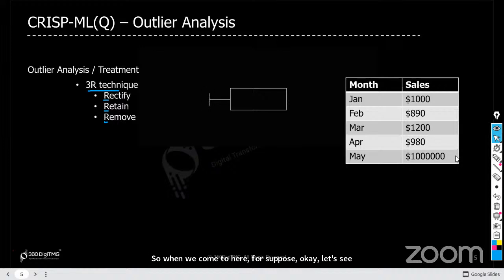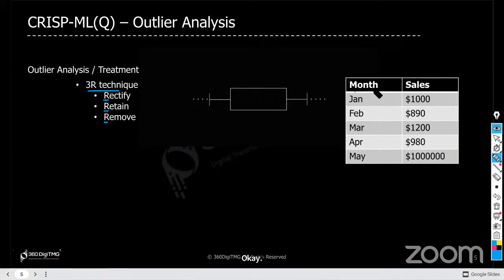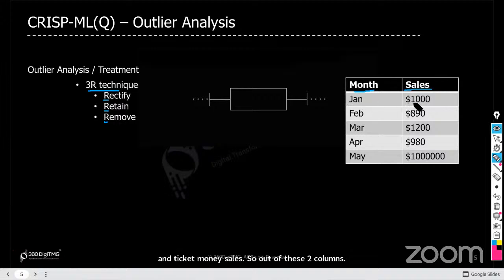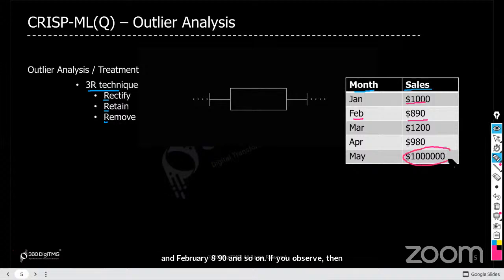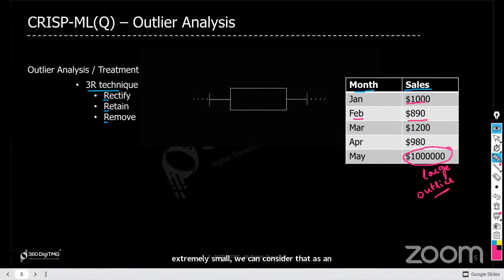Let's see that there is an example provided here. If you observe this example, there are two columns present. One is month and the second one is sales. There is January, which has 1,000 sales, and February 890, and so on. These are the sales present. If you observe, when we compare the sales values, this $1 million is extremely large. As we talked about, if a value is extremely large or extremely small, we can consider that as an outlier. Okay, fine. Now I have an outlier.